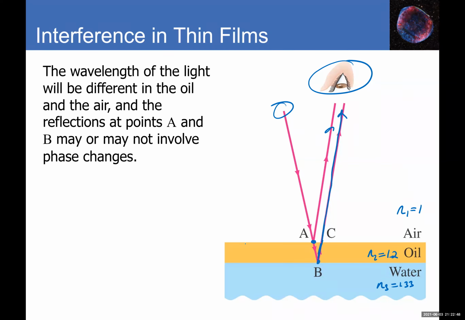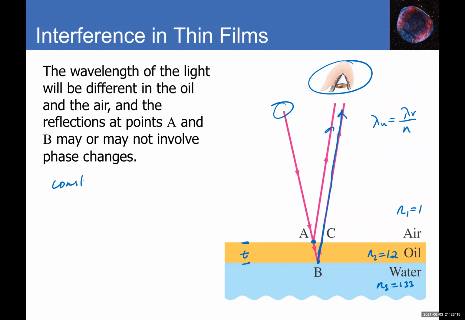One thing we can do is take this distance to be t, the thickness, and remember that the wavelength lambda n equals lambda over n, where lambda is the wavelength of the light in vacuum divided by the index of refraction in this medium over here. So one thing we can see here is this.